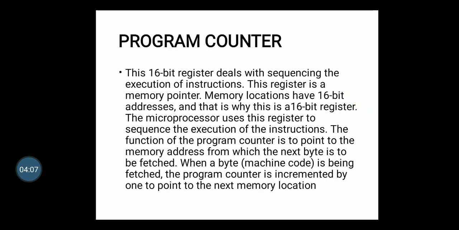Next one is the program counter. This is a 16-bit register that deals with sequencing the execution of instructions. This register is a memory pointer. Memory locations have 16-bit addresses and that is why this is a 16-bit register. The microprocessor uses this register to sequence the execution of the instruction. The function of the program counter is to point to the memory address from which the next byte is to be fetched. When a byte is being fetched, the program counter is incremented by 1 to point to the next memory location.